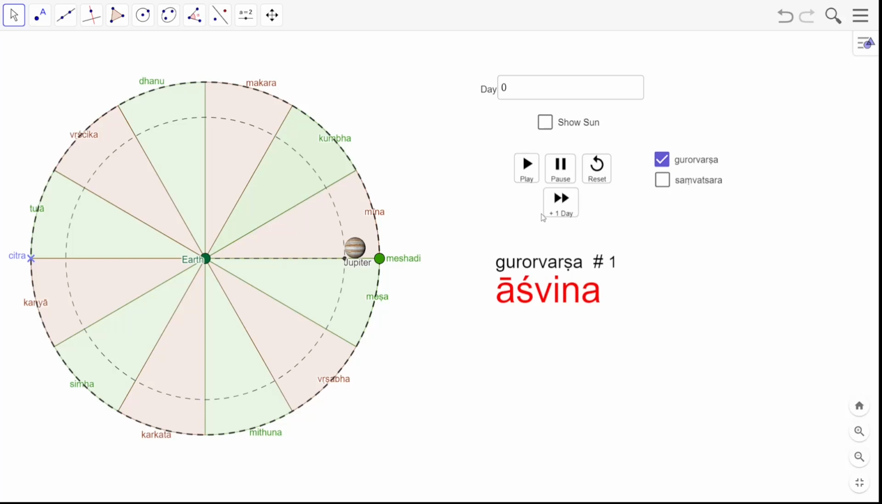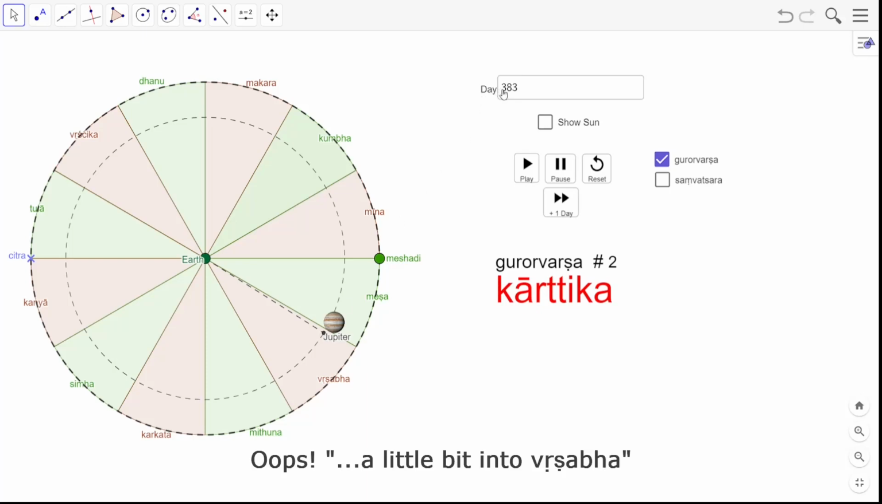Good. Now let me play this animation. Jupiter is traversing Mesha, and now it's entered Rishabha. The moment it entered Rishabha, the name of the Gurorvarsha now is Kartika. And this is Gurorvarsha number 2. And you can already get a clue as to why this is called Varsha. Why is it a year of Jupiter? Because you look at the number of days, 383 days have elapsed and you have actually come a little bit into Rishabha. And you know that 365 days is one solar year, one Sauravarsha. So that is why this is called Gurorvarsha. And we are now inside Gurorvarsha number 2.